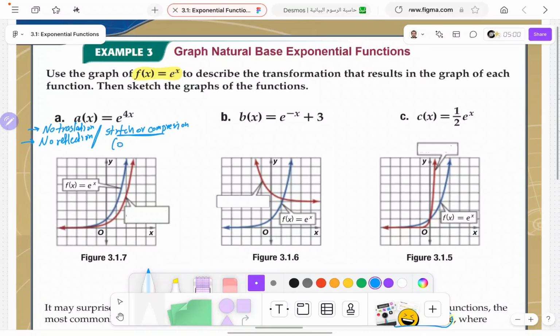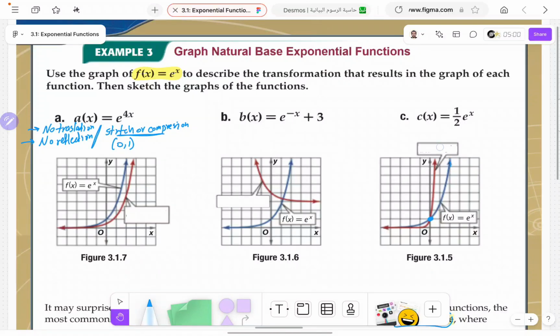And we know that the center is always what? (0, 1). So which one of these has the same center but just a stretch or compression? We can understand this graph here, because it has the same center (0, 1), but the original function is the blue one, and the second one is the red one. It has become more stretched or more compressed. So the first function is this one here.